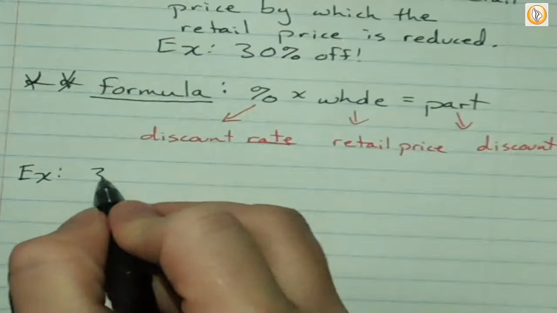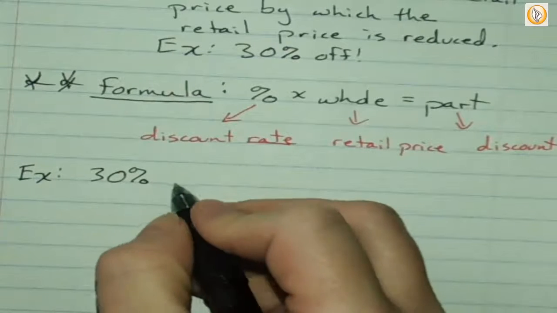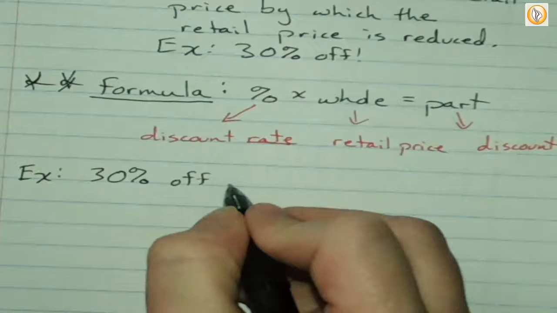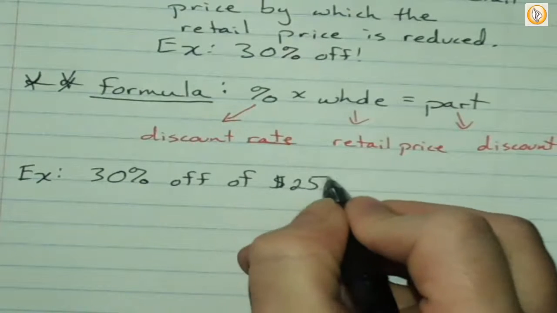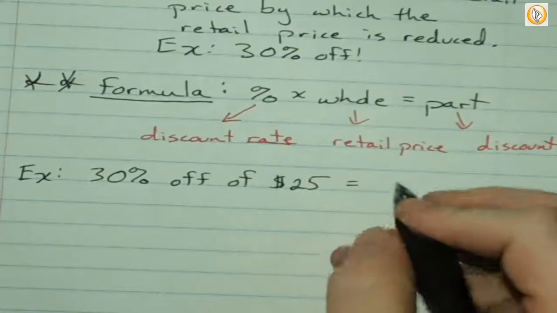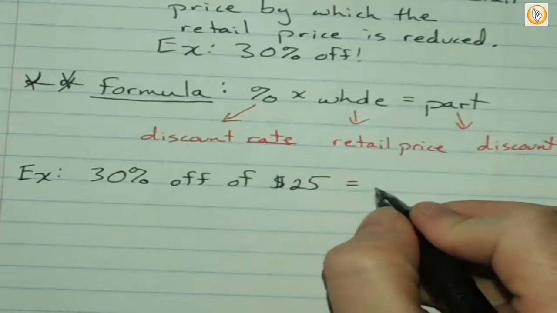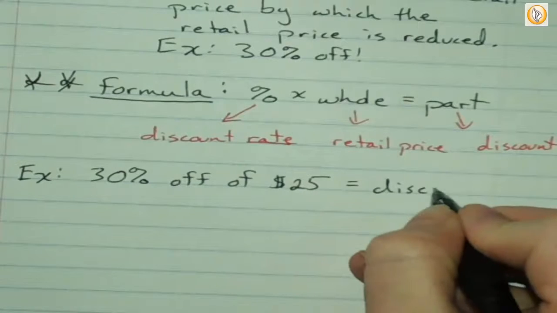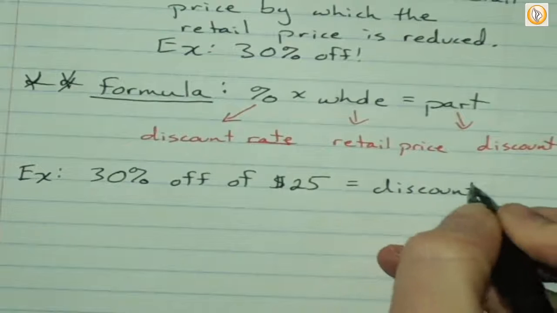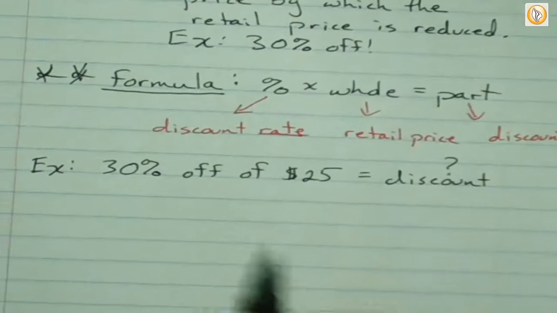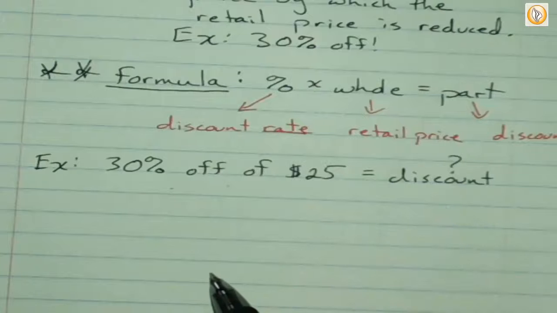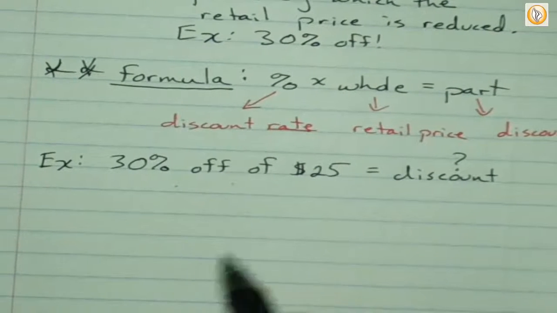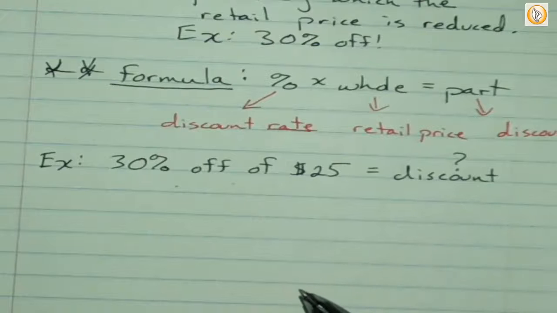For example, 30% off of $25 is what? 30% off of $25 is going to be your discount. We got to figure out what that is.